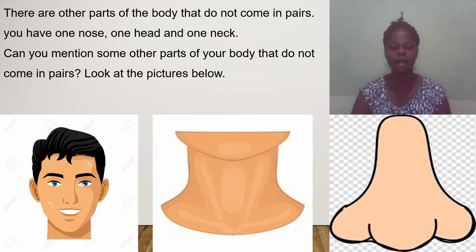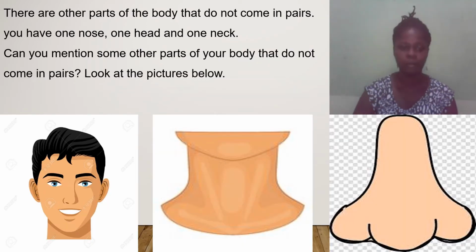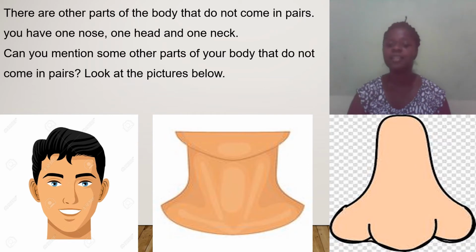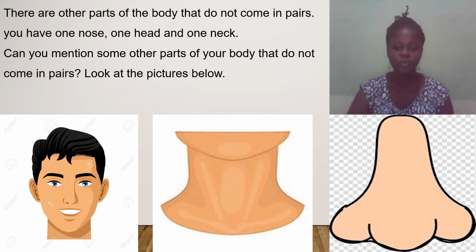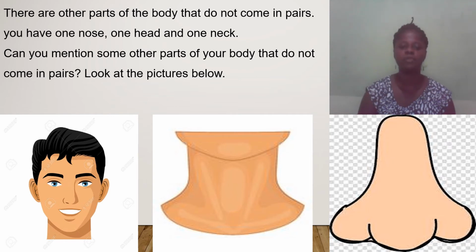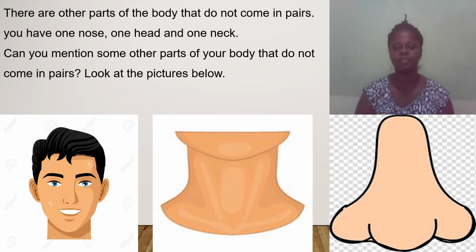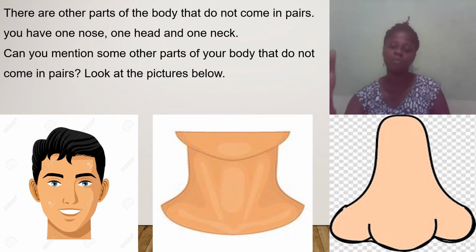Now there are some other body parts that do not come in pairs. Okay, you have one nose, you have one neck, and you have one head, right? Or do you have two heads? You all have one head. Okay, now you can see that there is only one head here. There is just one neck, one nose. Right, so these images are examples of body parts that do not come in pairs.